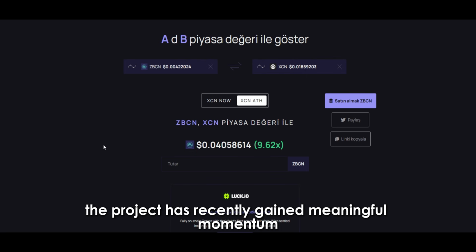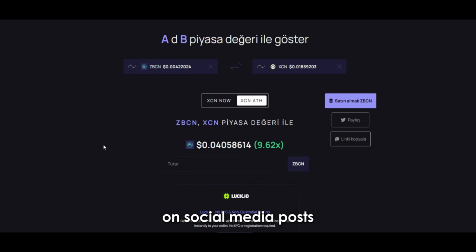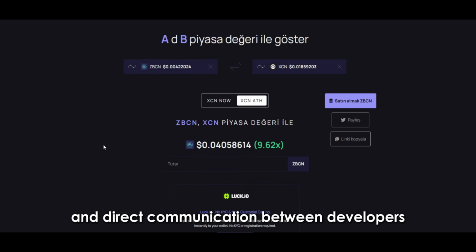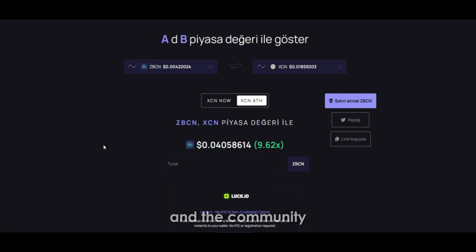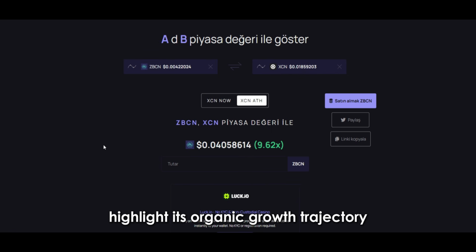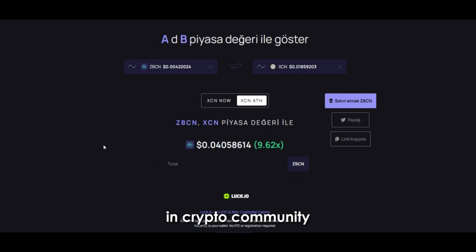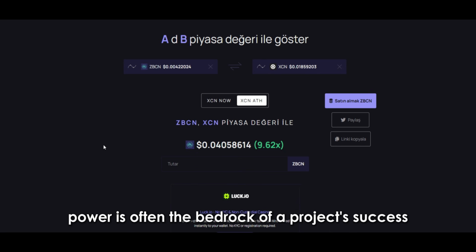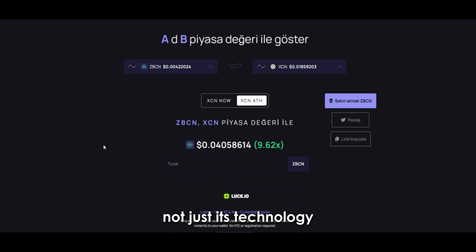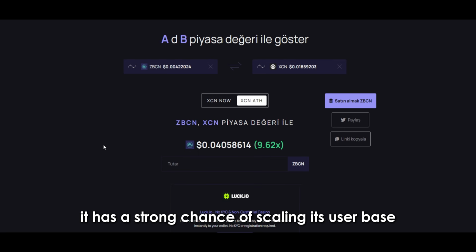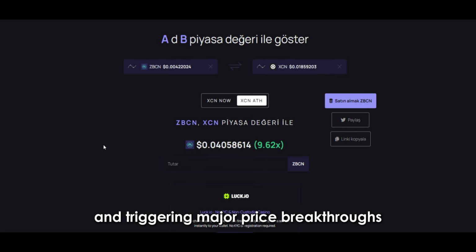The project has recently gained meaningful momentum on social media. Posts, content updates, and direct communication between developers and the community highlight its organic growth trajectory. In crypto, community power is often the bedrock of a project's success, not just its technology. If Zbcn can maintain its momentum, it has a strong chance of scaling its user base and triggering major price breakthroughs in the months ahead.